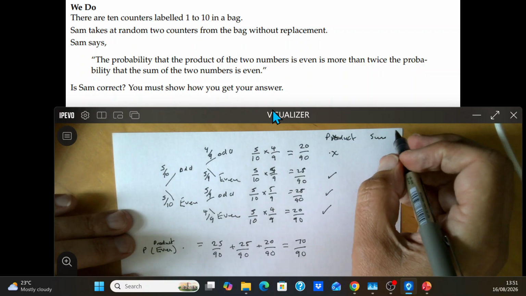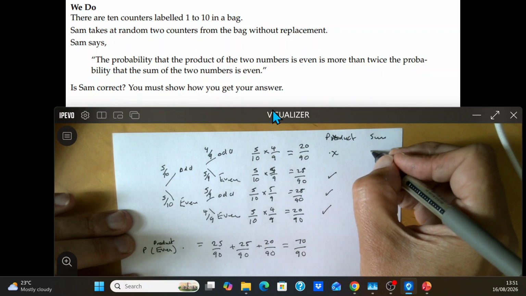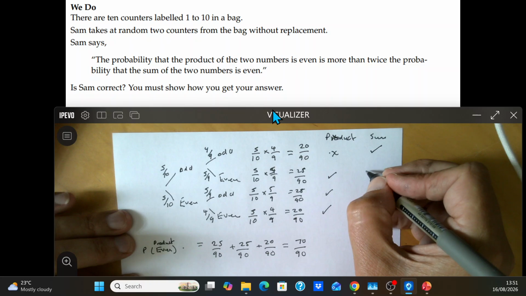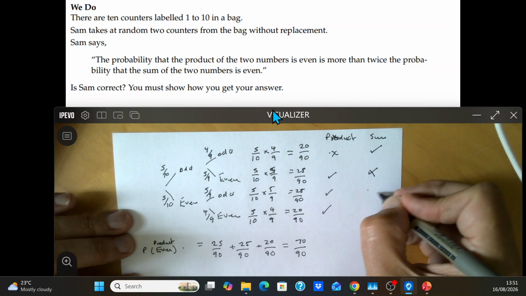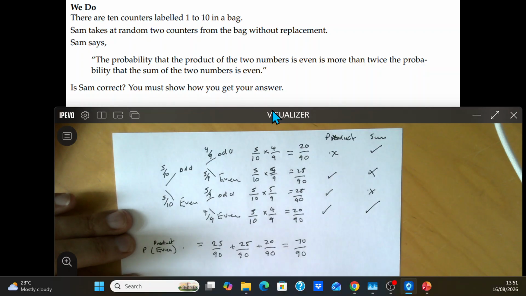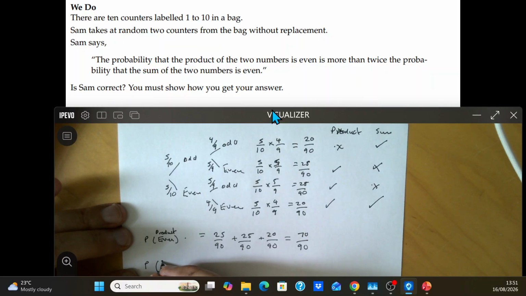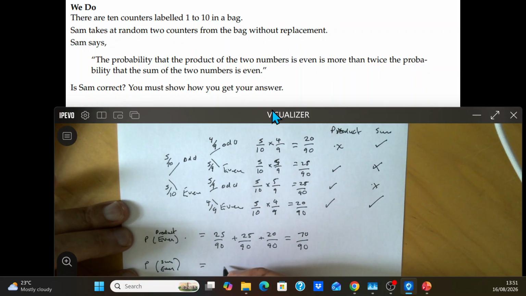Sum even. Odd plus odd, even. Odd plus even, odd. So probability sum even equals 20 over 90 plus 20 over 90, which equals 40 over 90.